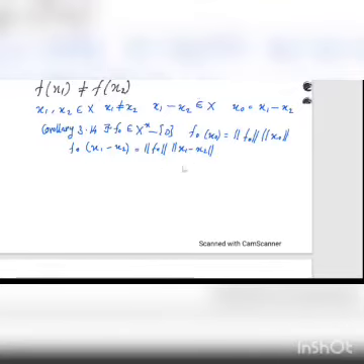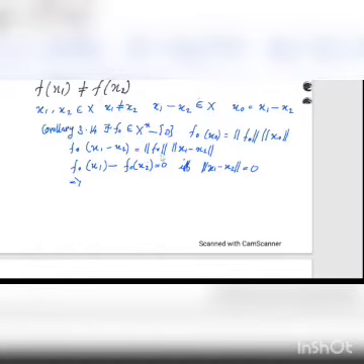Now since the norm of f naught is greater than 0, we get f of x1 minus f of x2, since it is linear, is equal to 0 if and only if the norm of x1 minus x2 is equal to 0. Am I right? This condition follows from the fact that you have got f naught, a non-zero linear functional.